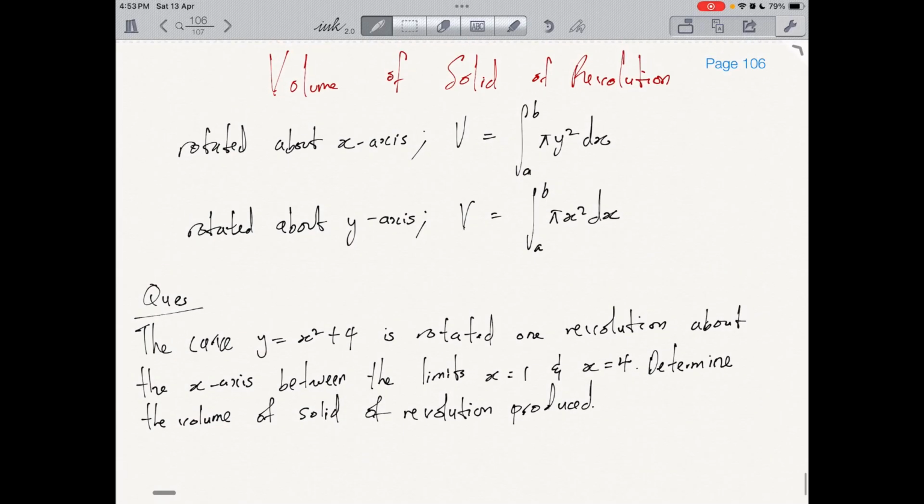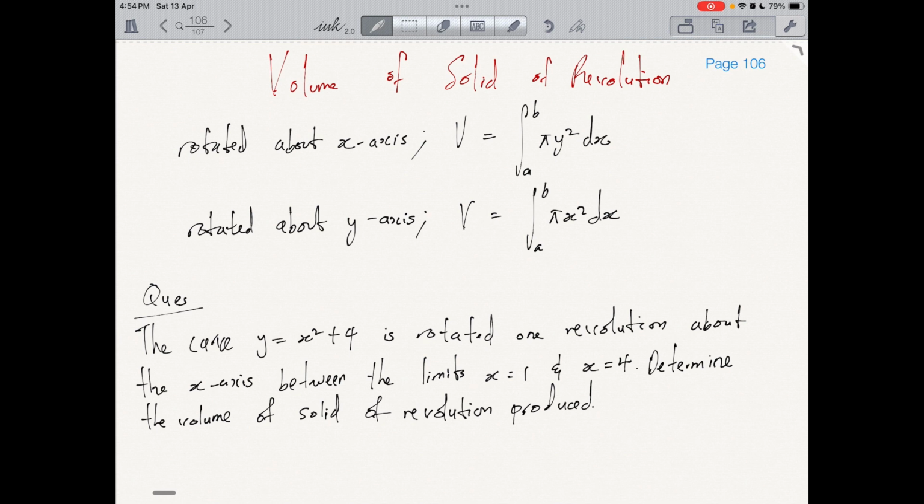To evaluate volume of solid of revolution, there are two ways. If it is rotated about the x-axis, the volume of solid of revolution is given as the integral of pi y squared dx. However, if it is rotated about the y-axis, the volume is given by the integral from a to b of pi x squared dy.